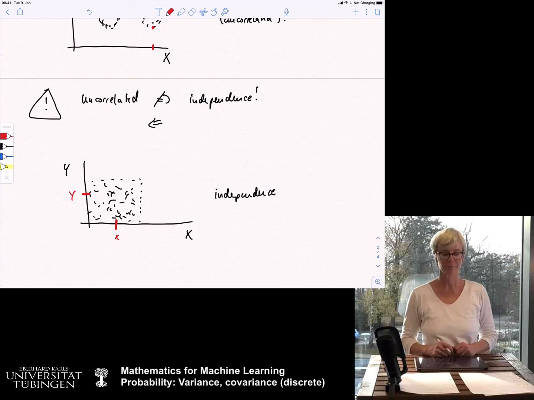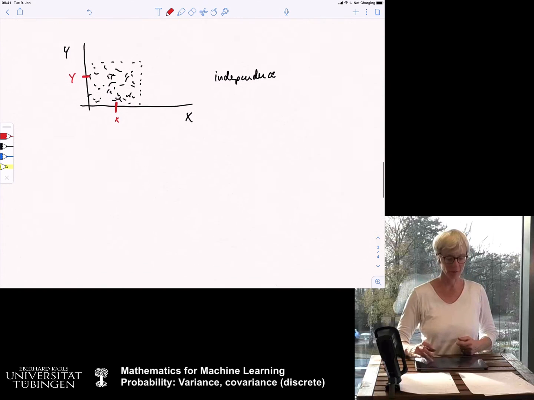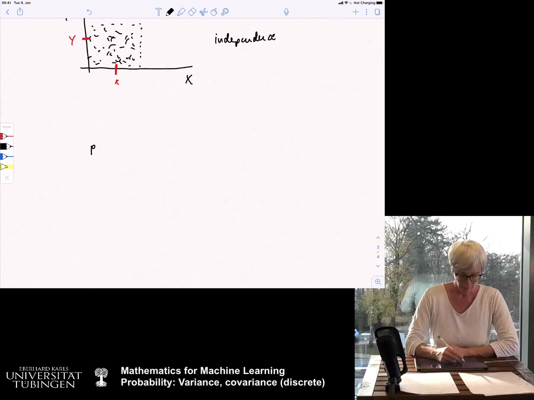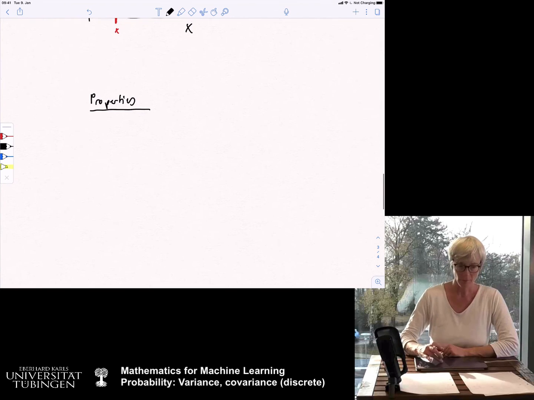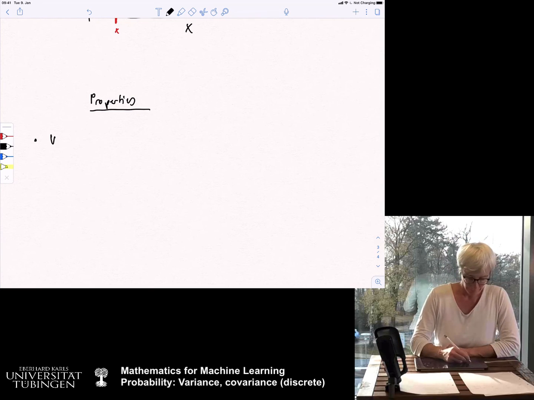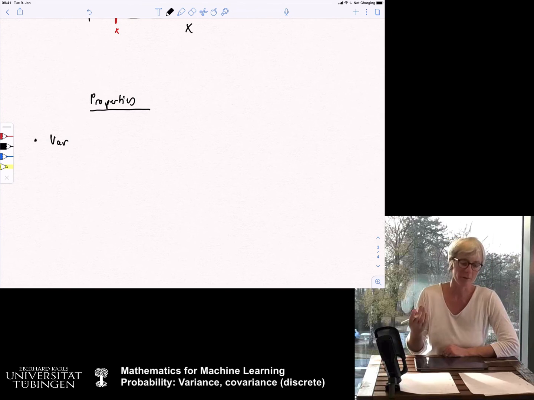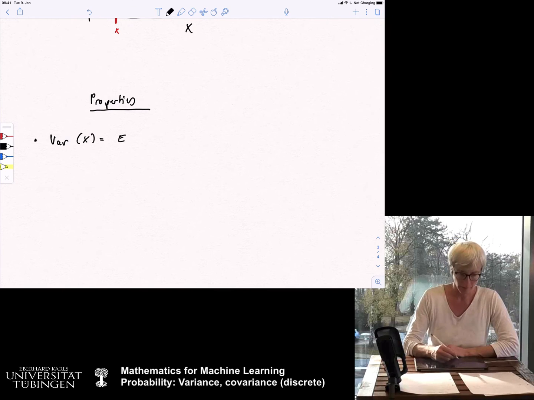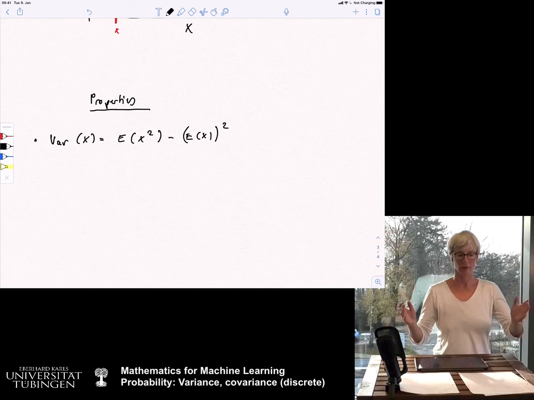Now we're still not done with the lecture on variance and covariance, because I still want to list some of the important properties of variance and covariance. So these are essentially a bunch of helpful formulas, if you like. The variance of x is, you know the definition hopefully by now. You can also write it as the expectation of x squared minus the expectation of x, squared. So once you have the square inside and once you have it outside.